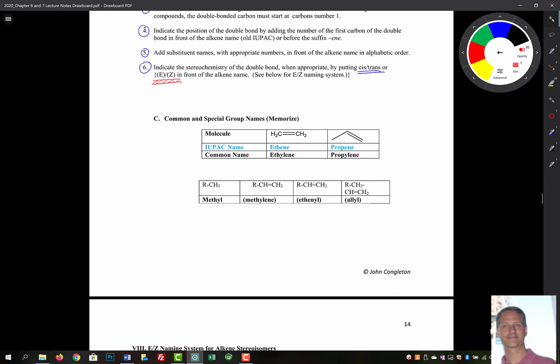So if we have a CH2 and a CH2, the IUPAC name of that is ethene. However, most chemists will call this ethylene. And if we have a CH3, CH, CH2, the IUPAC name of that is propene, but most chemists will call this propylene. A couple other groups here too. If we have a CH3, we know from previous chapters that that's a methyl. A CH2 group is called a methylene group. This group is called an ethenyl group, and then an allyl group is this guy right here.